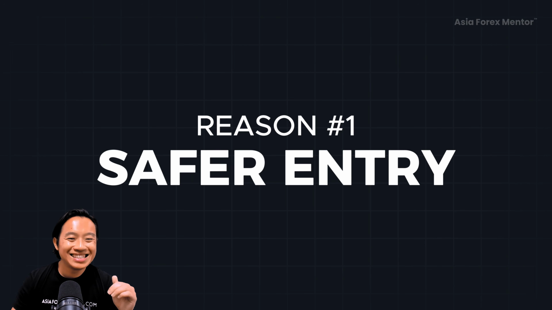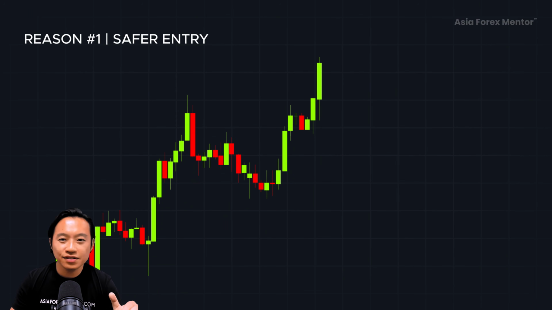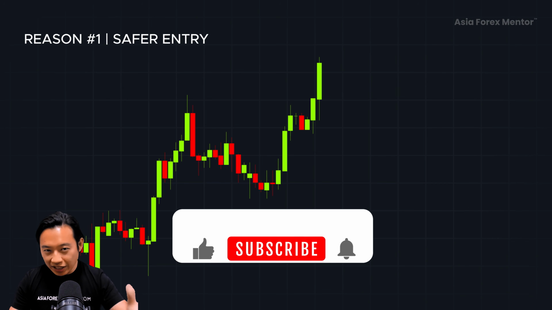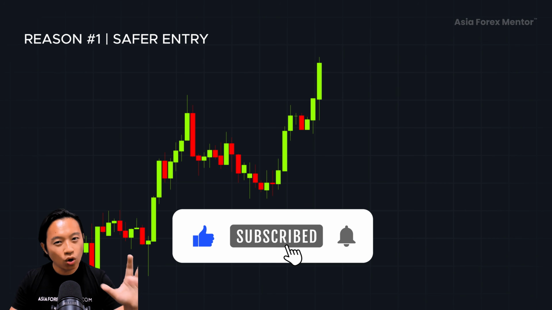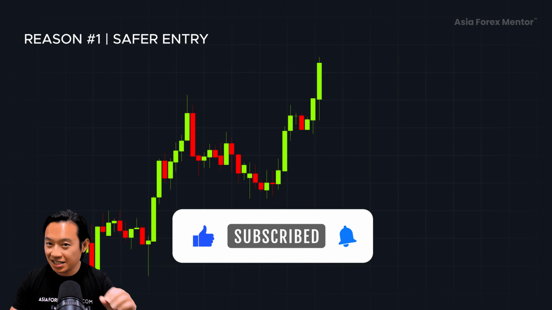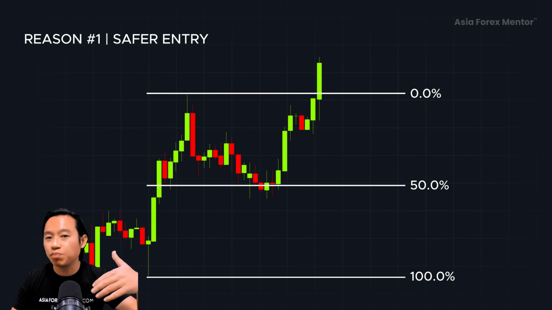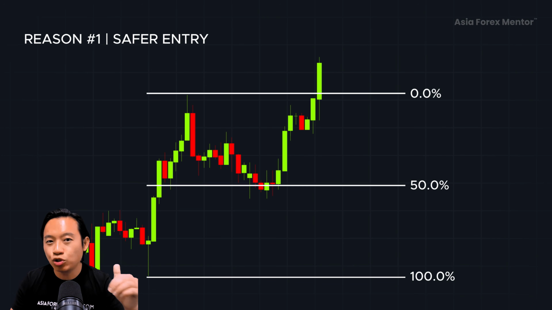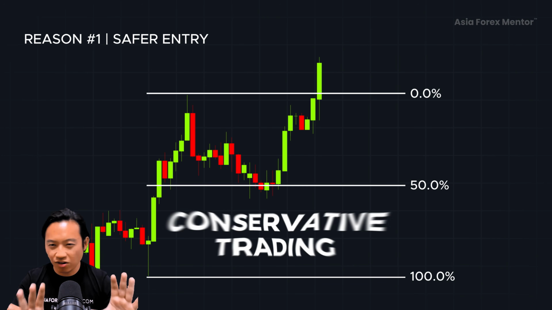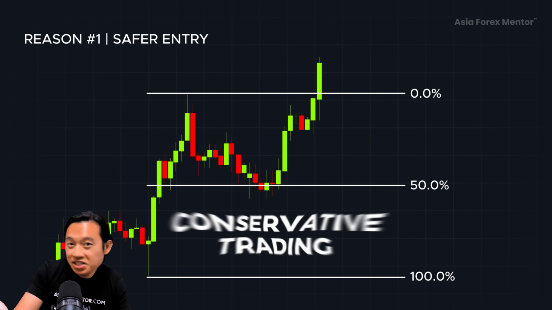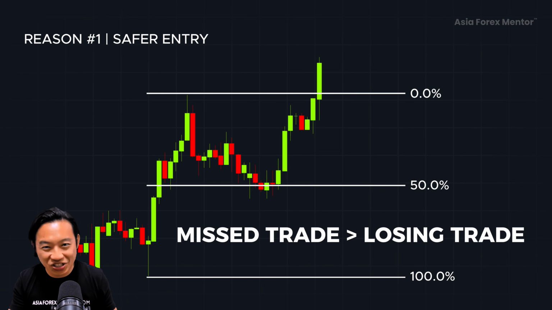So reason number one, safer entry. The market loves to take out early buyers and use them as liquidity for future movement. So waiting for the price to enter the discounted zone and then look for signals to go long will instantly increase your win rate. Obviously, every strategy has its pros and cons, right? Has its downside. So in this scenario, what will happen? You might miss some trades due to you being conservative trading. But a missed trade is always better than a losing trade, isn't it?